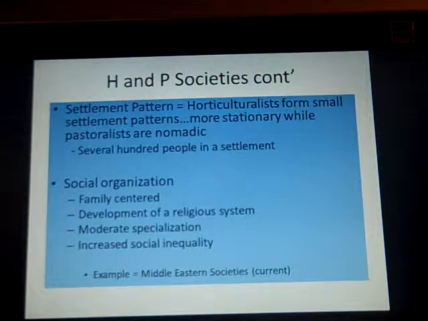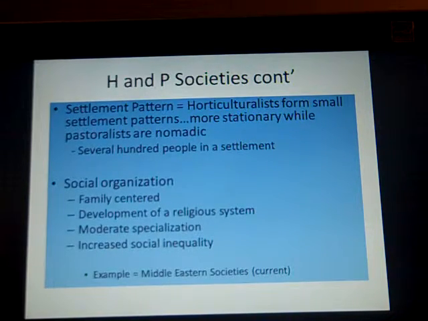horticultural and pastoral societies, the settlement patterns. The horticulturalists form small settlement patterns that are more stationary, while pastoralists are more nomadic. So in other words, the horticulturalists kind of stay put more. But the pastoralists, with the domestication of animals, are moving around more. So now we're moving from 25 to 40 people to several hundred people in a settlement. So we're growing the size of settlement patterns here.